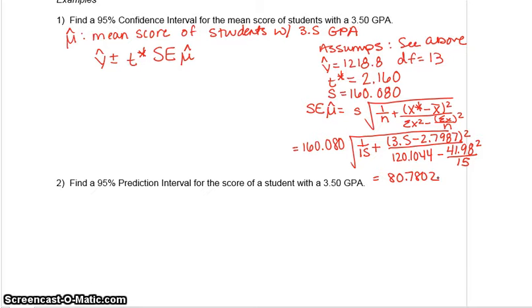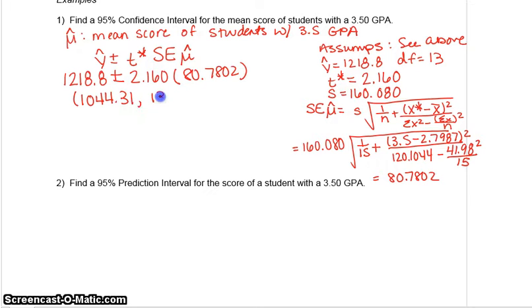All right, now that we have the standard error, we can go ahead and plug into our formula. So we have 1,218.8 plus or minus the t star value, 2.160, times the standard error, 80.7802. So when you evaluate that confidence interval, we get 1,044.31 to 1,393.29.